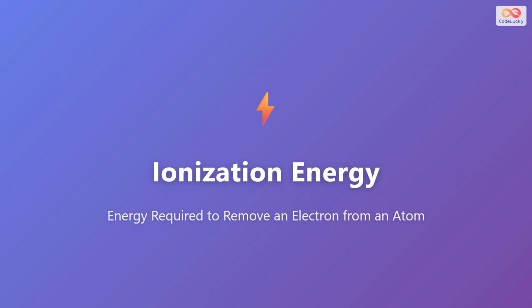Ionization energy is a fundamental concept in chemistry that helps us understand how atoms interact and form bonds. It represents the energy required to remove an electron from an atom. This property is crucial for predicting chemical behavior and understanding the periodic table's organization.